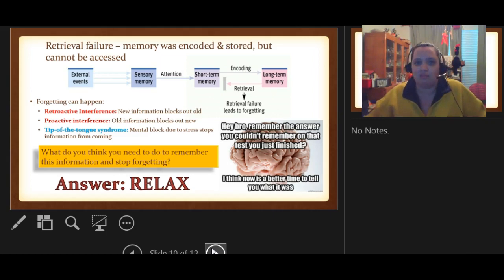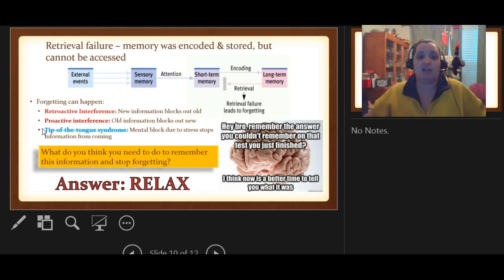I can't remember the name. That happens to me all the time. I know I'm probably not alone there. So that tip of the tongue syndrome, there's a stress block that just prevents that name from coming to me. And as soon as I can get that stress block to go away by relaxing, I can get the information out. And there's some great things I could do.